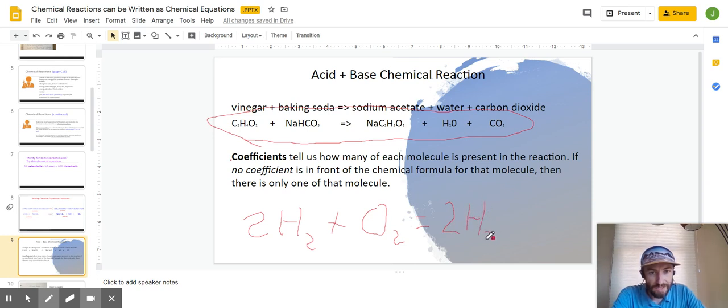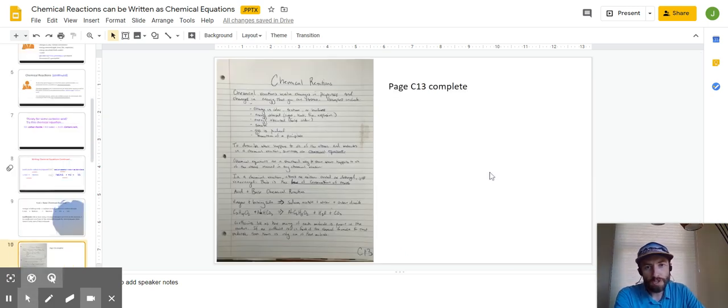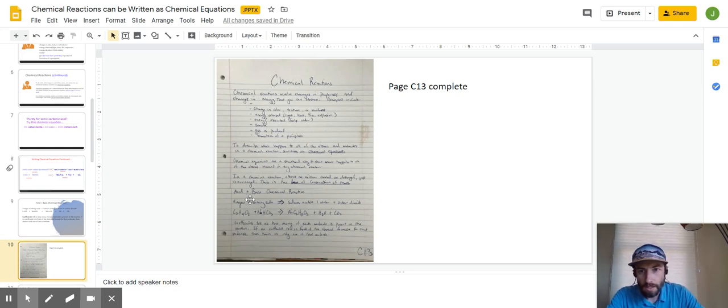And I'm going to go to a simulator to show you more examples of that and make it more visually pleasing. I'm going to pause the video for just a moment, but you won't notice anything. And then I'll open up the simulator. Here's what your page C13 should look like when it is complete with that chemical reaction down below and the definition for coefficients.